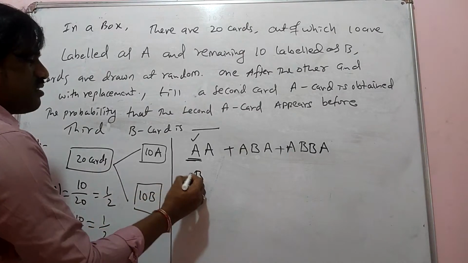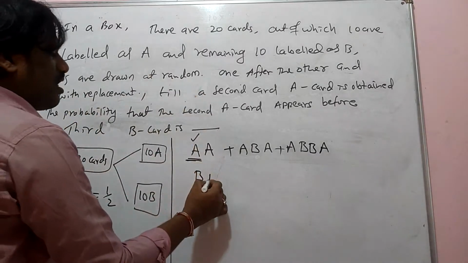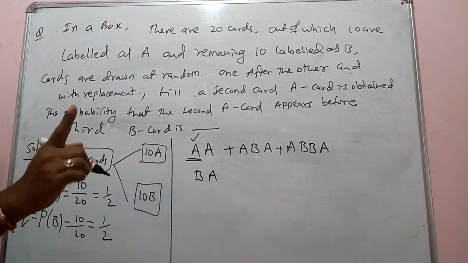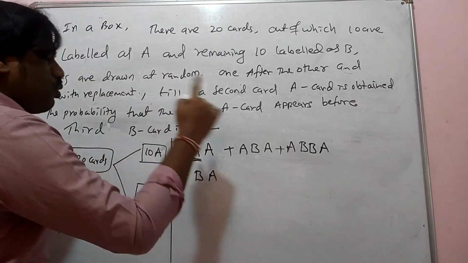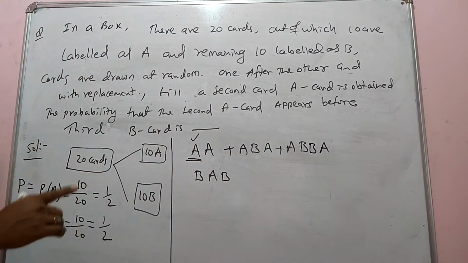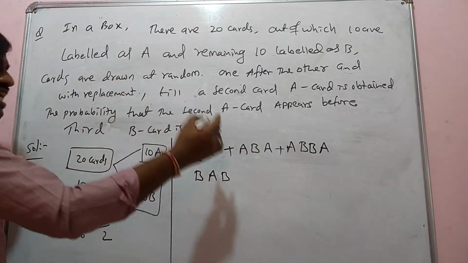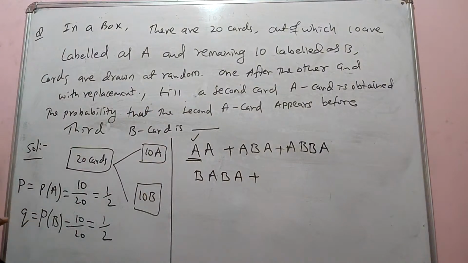I'll take B once. First card I got B. The second card I got A, but getting A one time is not my success. I have to get A twice. Then I took again, I got B, suppose. Okay, I got B, so I have to take again. If I take again and I got A, then it is a success. This is one way I'll get.